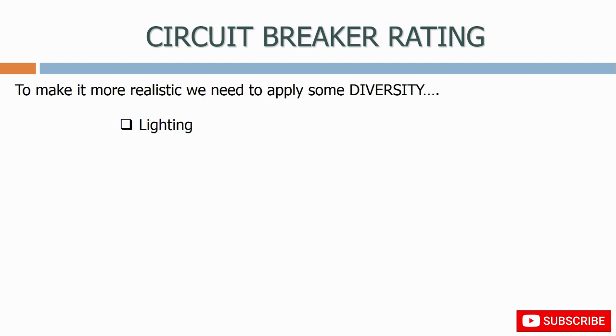Let's look first at lighting. Is it likely that both lights will be on at the same time? Yeah, of course it is. When it gets dark, both lights may be on. Therefore, we apply 100% diversity, which means we use the full load.